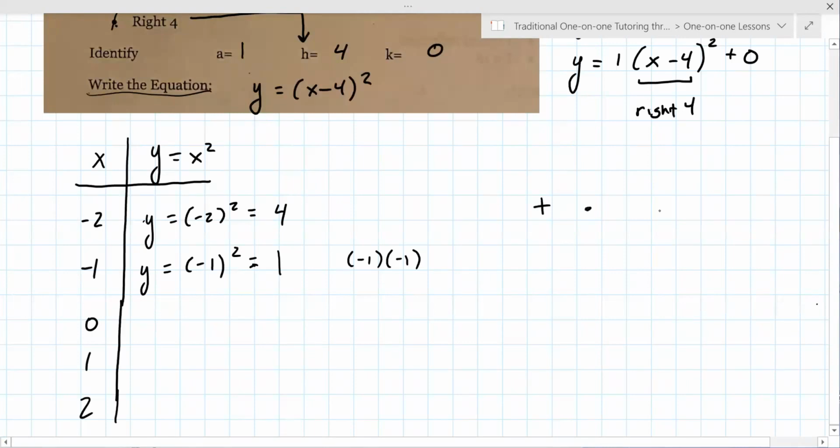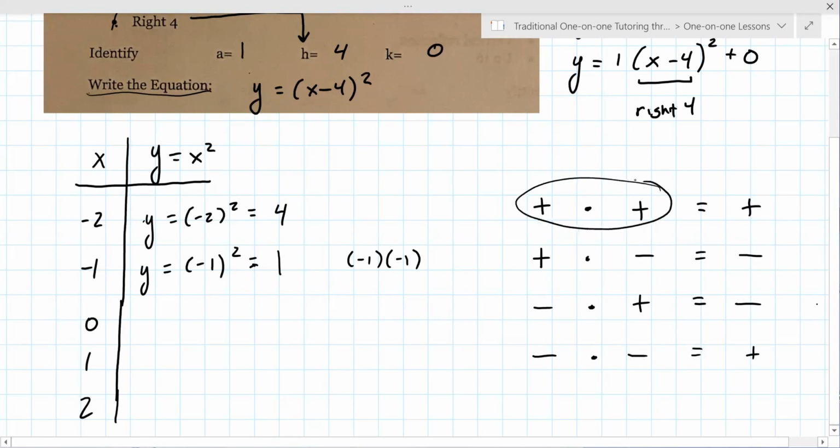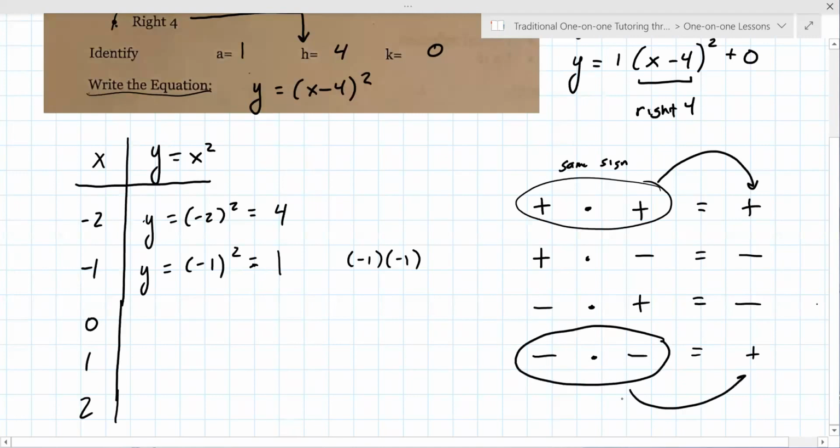A positive times a positive gives you a positive. A positive times a negative gives you a negative. A negative times a positive gives you a negative. A negative times a negative gives you a positive. Notice that if they're the same sign, it gives you a positive. So what is negative times negative? Positive or negative? Positive 1.